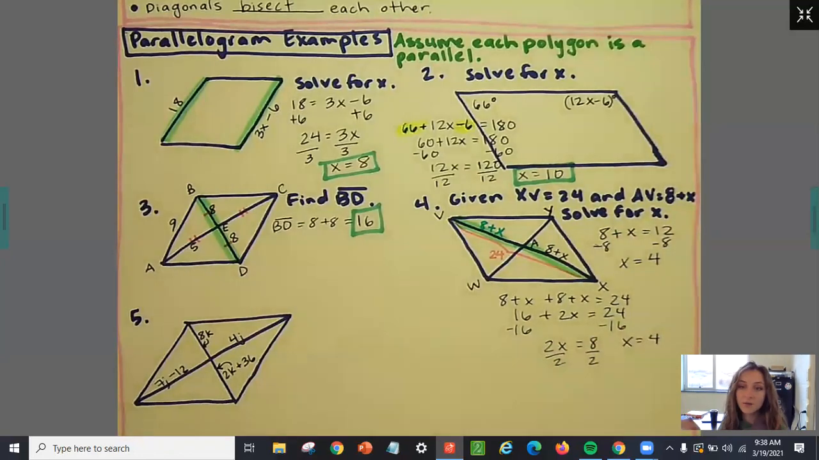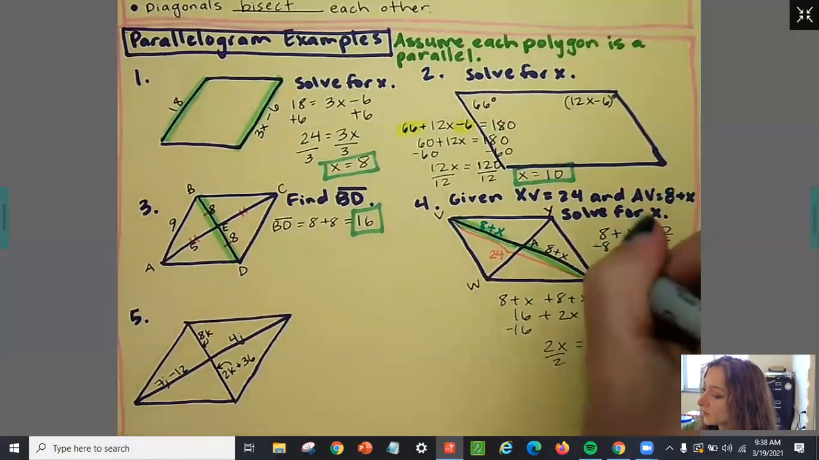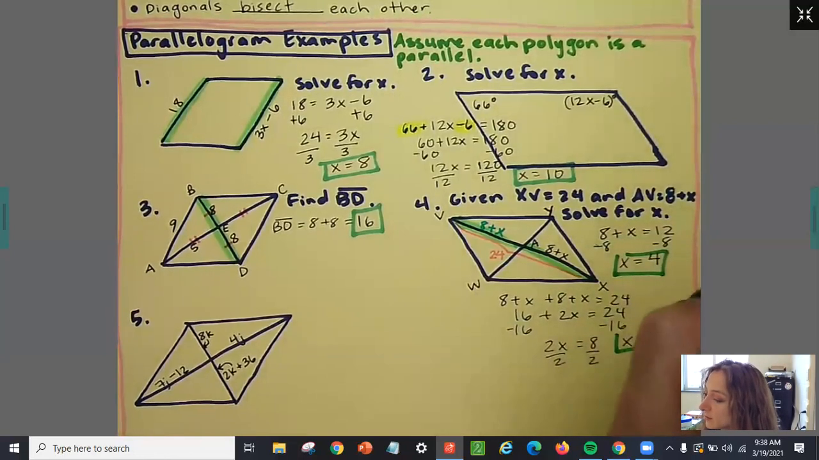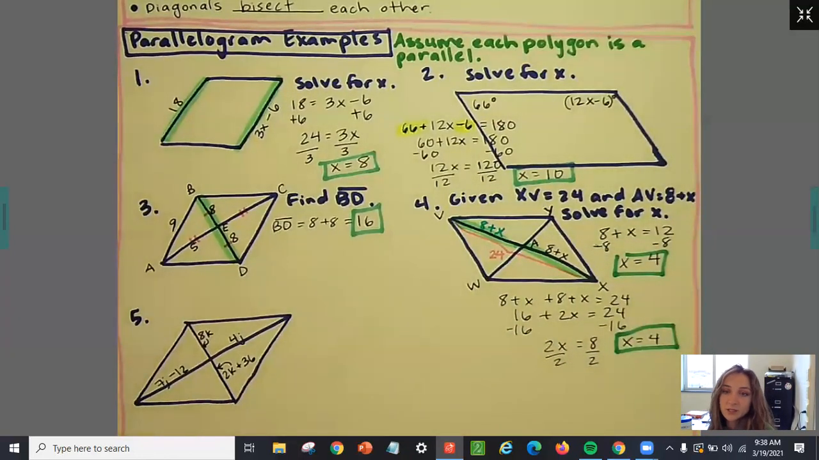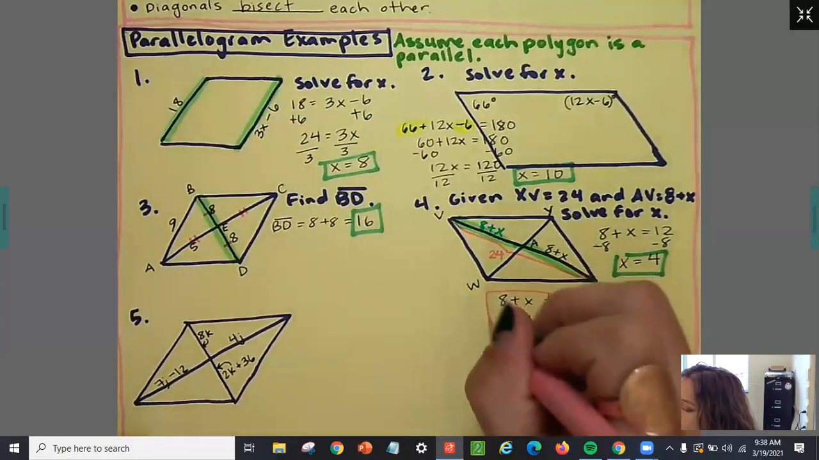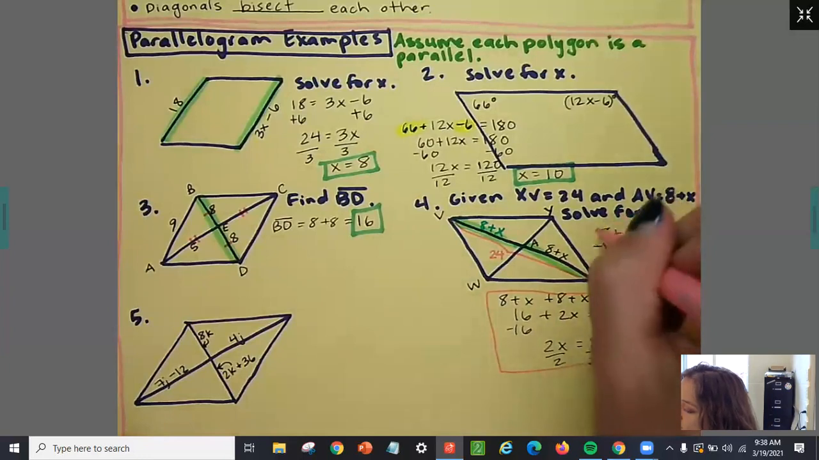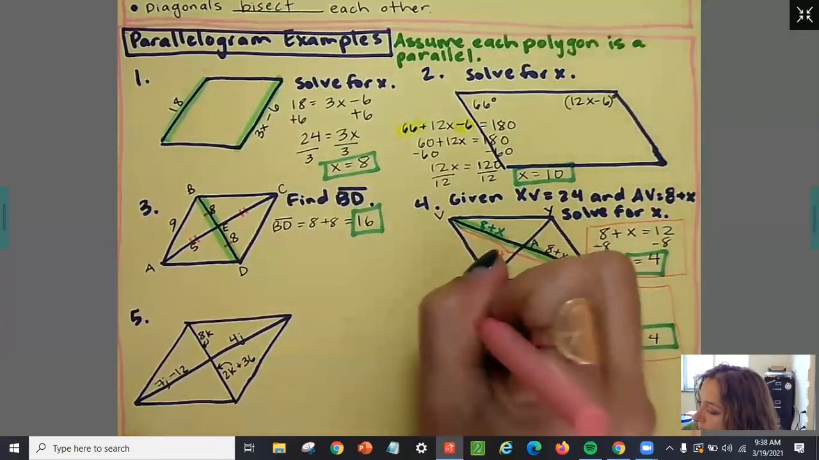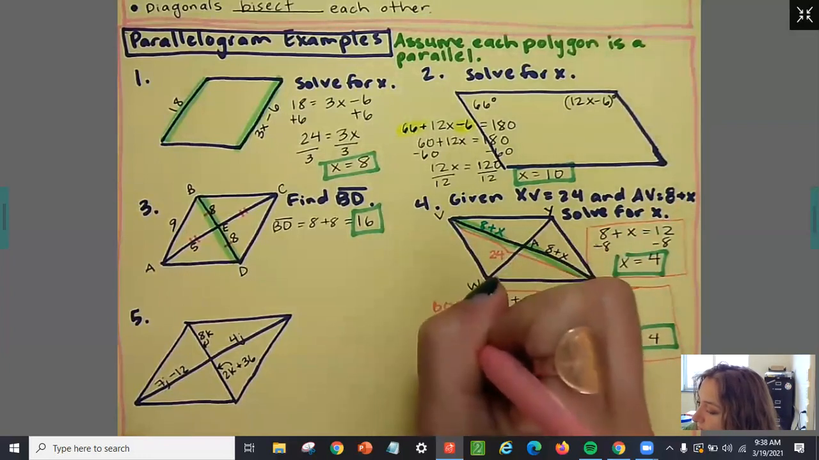So either way that you solve this problem, you're going to get x equals 4 as your answer. So two different ways of looking at this problem. Both of them are acceptable answers, so just either or in this situation. So this method or this method, both work.